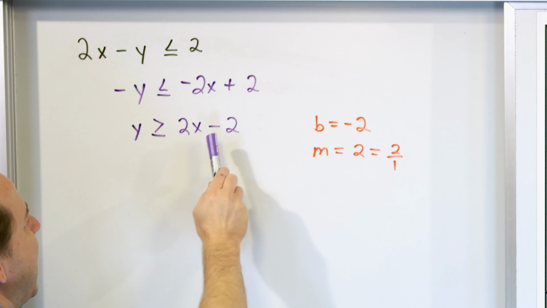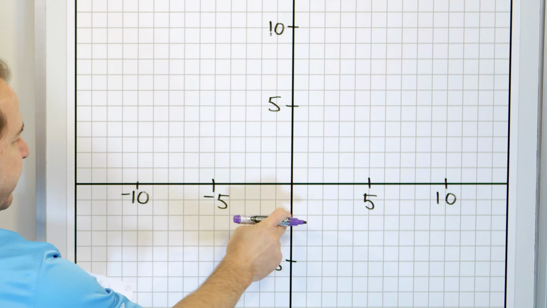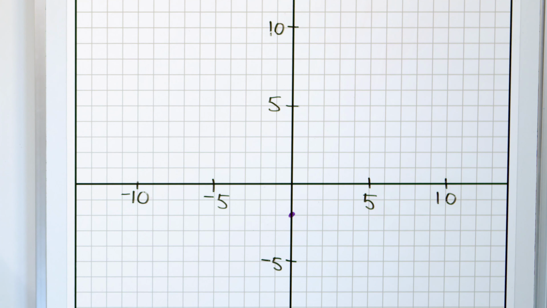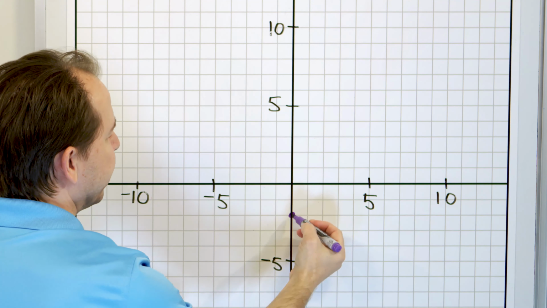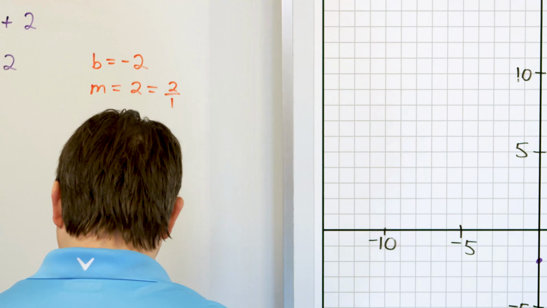We're going to go to a y-intercept of negative 2. So we'll come down here, negative 1, negative 2, and we'll put a dot right here. And then we'll come back up here and say the slope is 2 over 1, rise over run. So from here, up 2 over 1 unit. And that's enough to go ahead and draw a line.